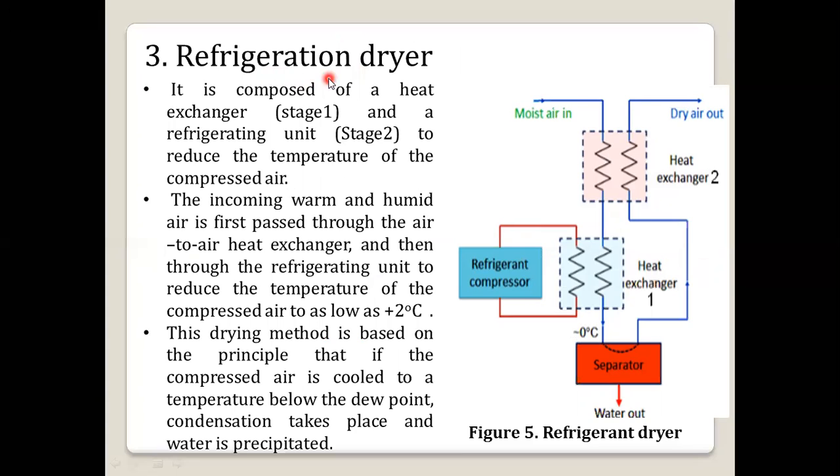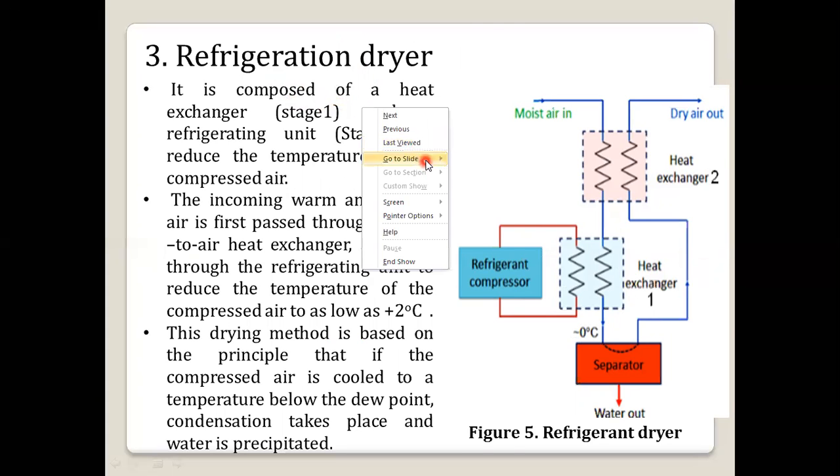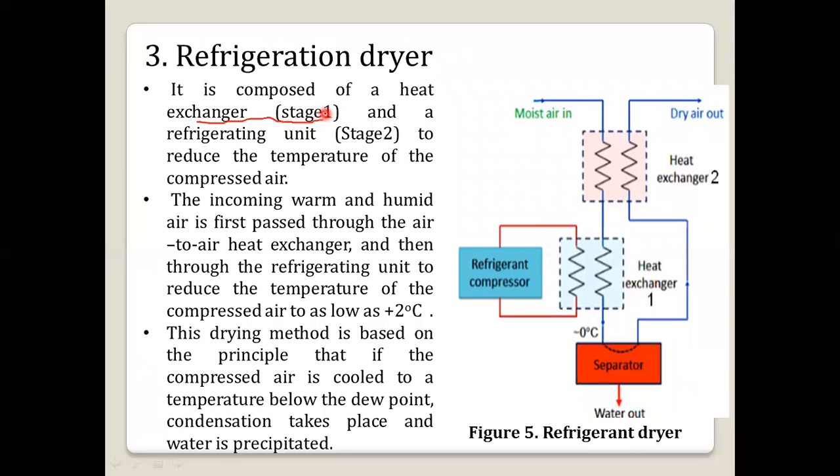Then the third type is the refrigeration type dryer. In this type of dryer, there are two heat exchangers. One is stage one, and one is the refrigerating unit, that is stage two. The purpose here is to reduce the temperature of the compressed air. The incoming warm and humid air is first passed through the air to air heat exchanger, that is, heat exchanger one.